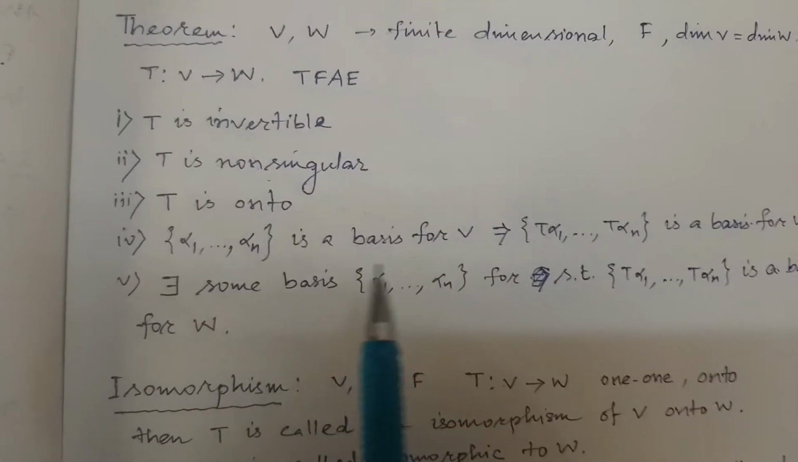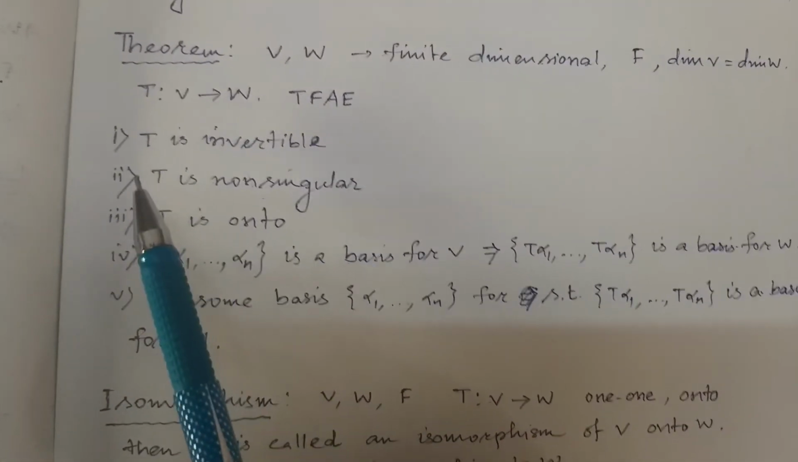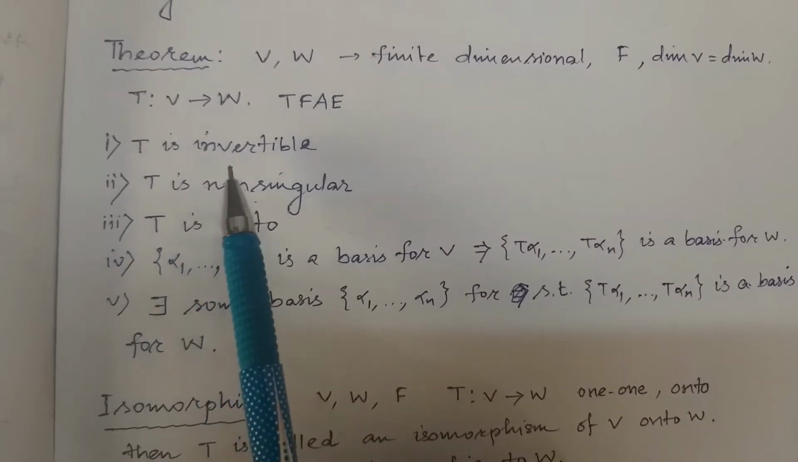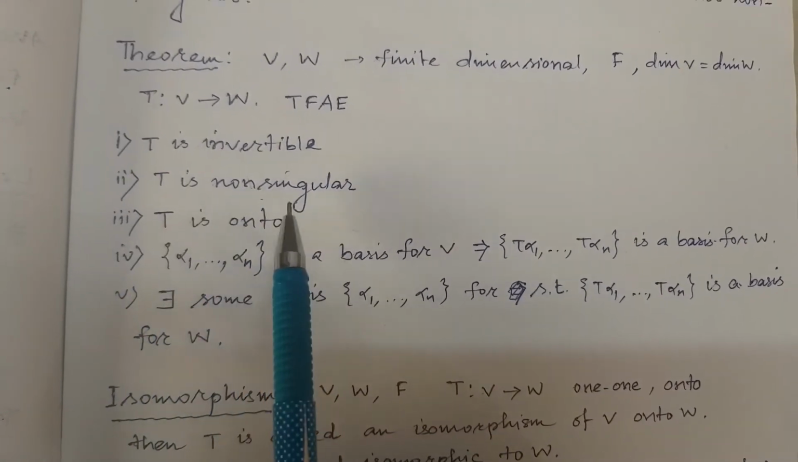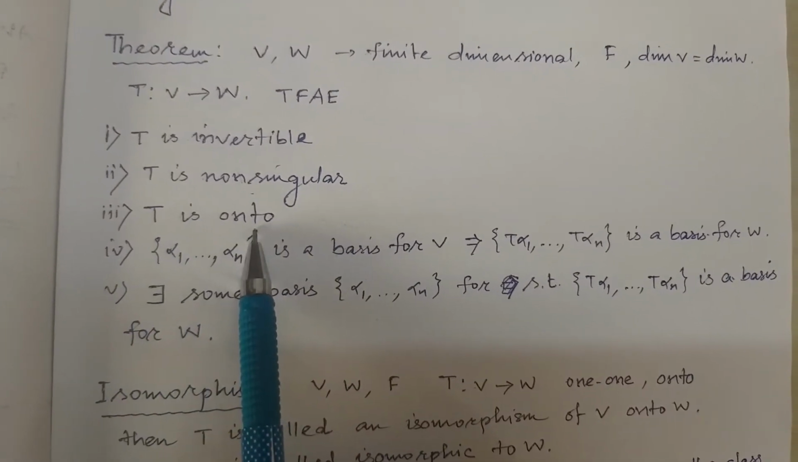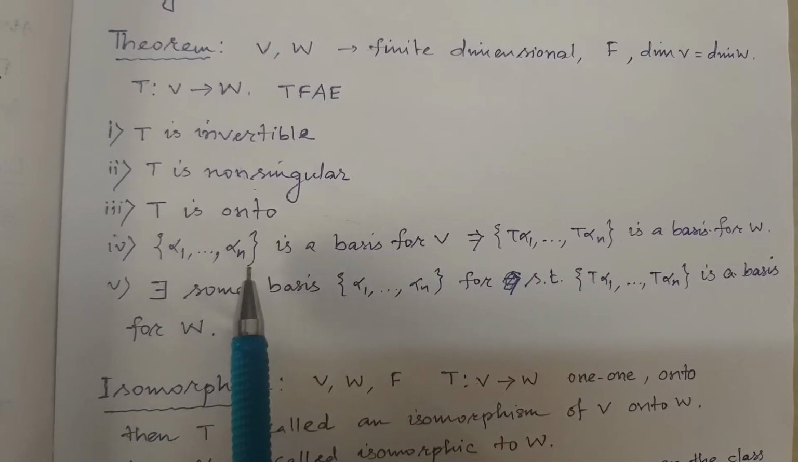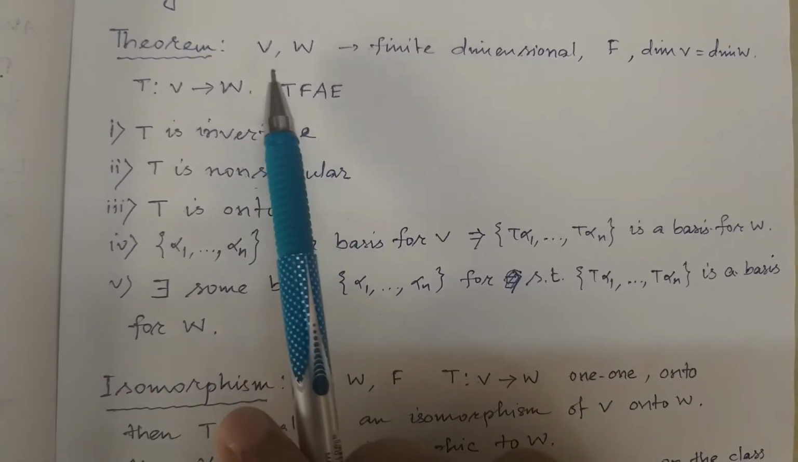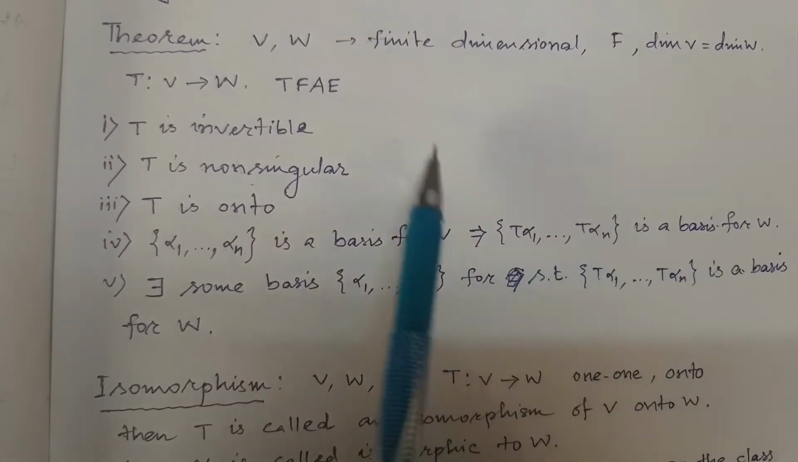So the statement you have to keep in your mind. Number 1, T is invertible. Number 2, T is non-singular. Number 3, T is onto. Number 4, if alpha 1, alpha 2, dot dot, alpha n is a basis in V, this implies T alpha 1, dot dot, T alpha n is a basis in W.